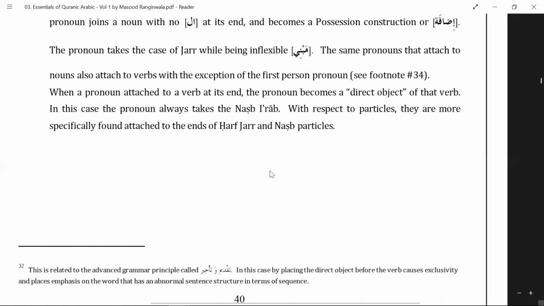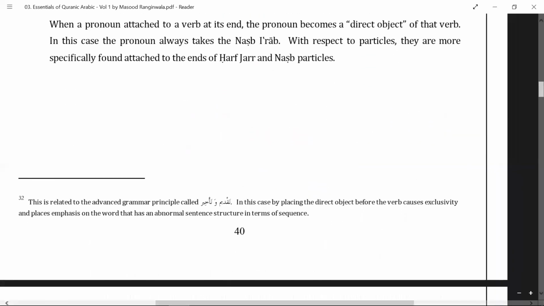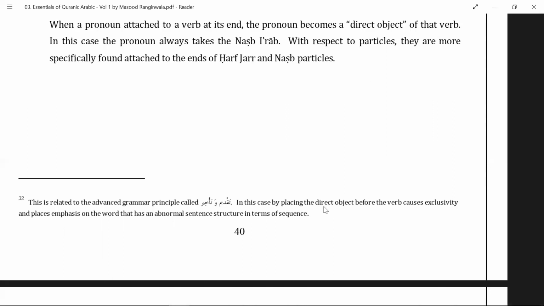There is a note here on exclusivity down. This is related to the advanced grammar principle called taqdeem wa ta'khir, which is taqdeem is bringing to the front and ta'khir is bringing at the end. This will be there in the advanced grammar topics in Nahu. In this case, placing the direct object before the verb causes exclusivity, places emphasis on the word, and this has an abnormal sentence structure in terms of sequence.